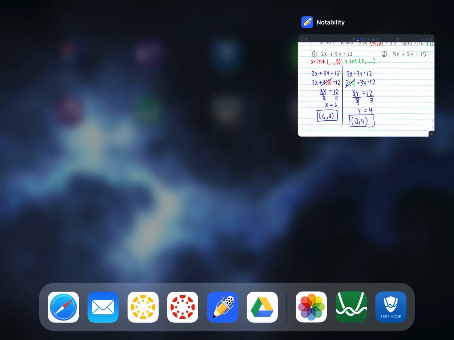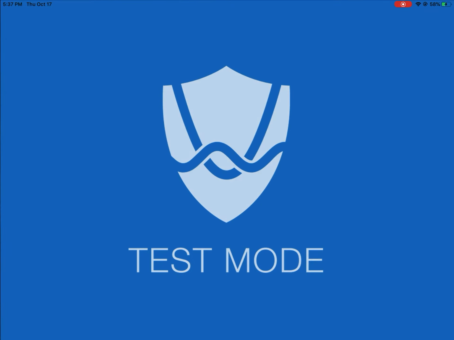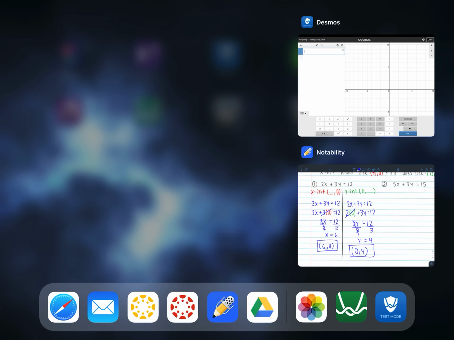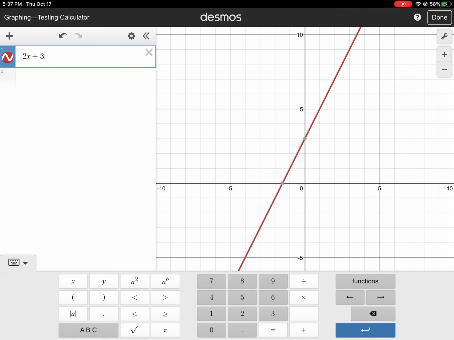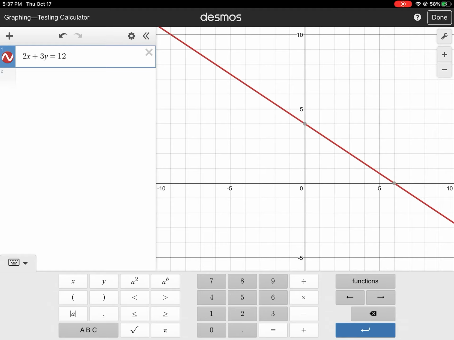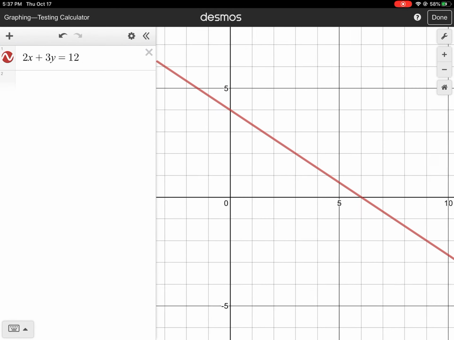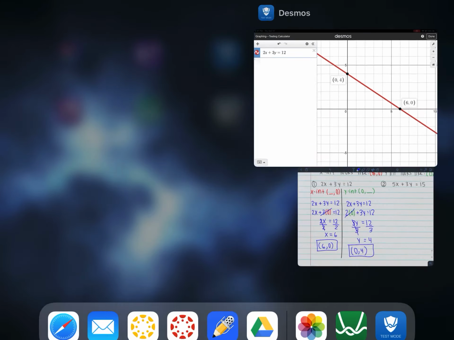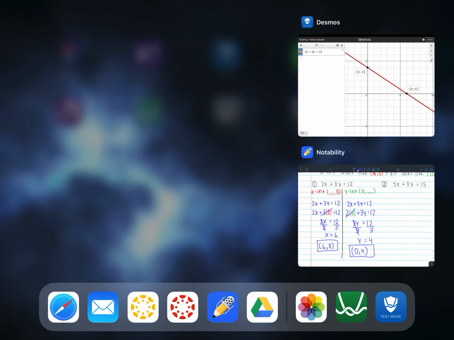Okay? Now, if I were to go into Desmos and graph this, it would show me those x-intercepts and that y-intercept. So let me go into Desmos really quick. I have 2x plus 3y equals 12. So this is what we have for number 1. We are given this equation. If you tap on the x-intercept on the graph, it will pop up a gray point. And if I tap on the x-intercept one more time, it'll give me that point, 6, 0. And if I tap on the y-intercept, it gives me 0, 4.